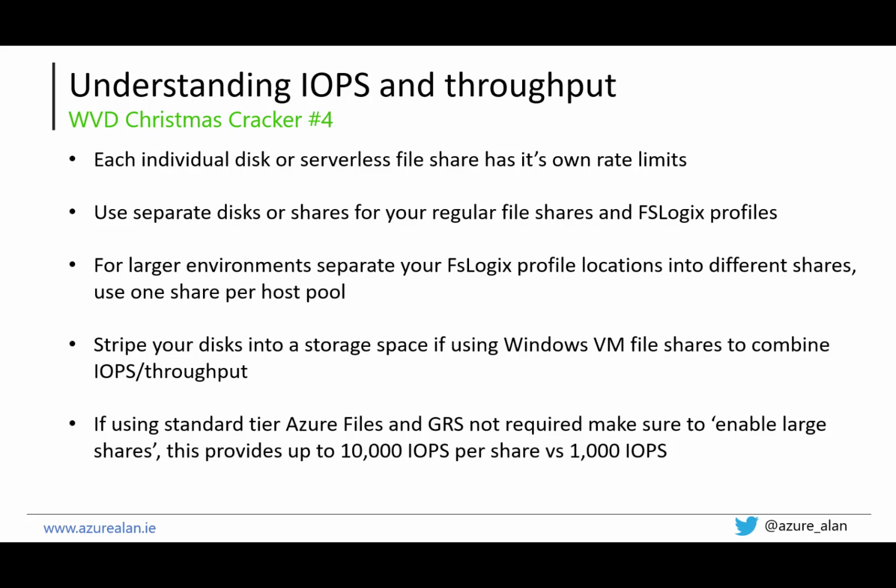As long as you don't require geo-redundant storage, make sure you've enabled large file shares. This allows you to go beyond a 5 terabyte limit up to 100 terabytes of storage, but not only that, it also gives you up to 10,000 IOPS per share. Otherwise you're limited to 1,000 IOPS, so make sure you enable that. Even if you don't need beyond 5 terabytes of storage, it's important to make sure that's enabled to avail of better IOPS.